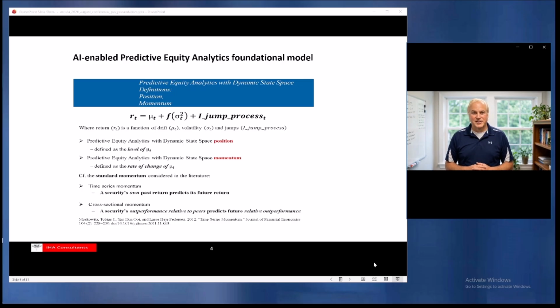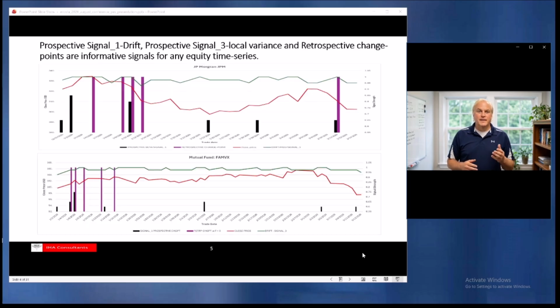We designate signal 3 as drift. You can see that in the AI-enabled predictive equity analytics with dynamic state space framework, momentum is defined as the change in the rate of drift. This differs from standard momentum definitions. We will see in coming slides that a 3x3 matrix representing 9 state spaces will form our eigenvalue, eigenvector analytic foundation.